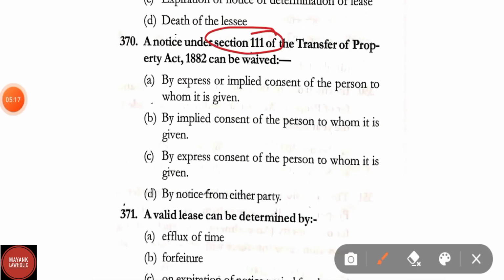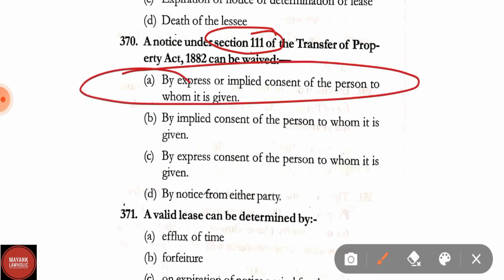Question number 370. A notice under Section 111 of the TPA can be waived. Option A, by express or implied consent of the person to whom it is given. Option B, by implied consent of the person to whom it is given. Option C, by express consent of the person to whom it is given by notice from either party. Here correct answer is option A, that is by express or implied consent of the person to whom it is given.